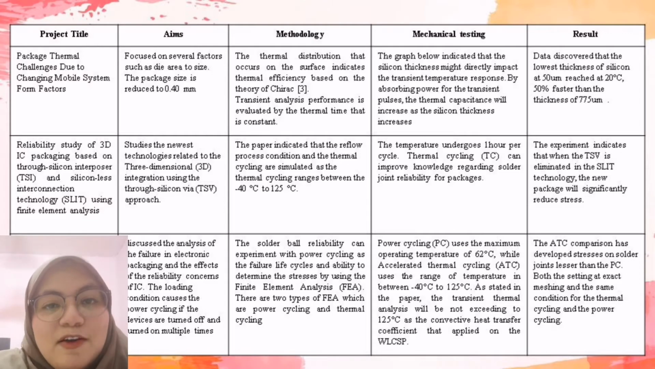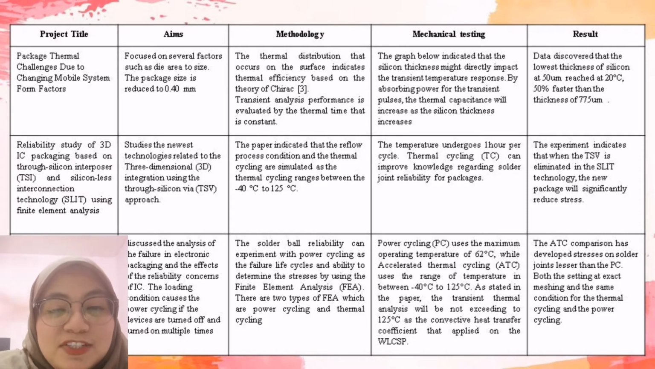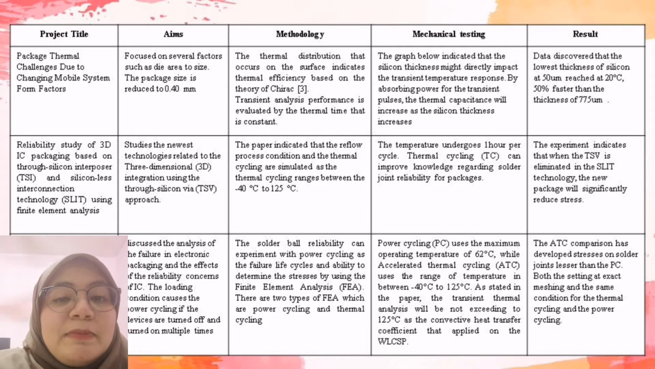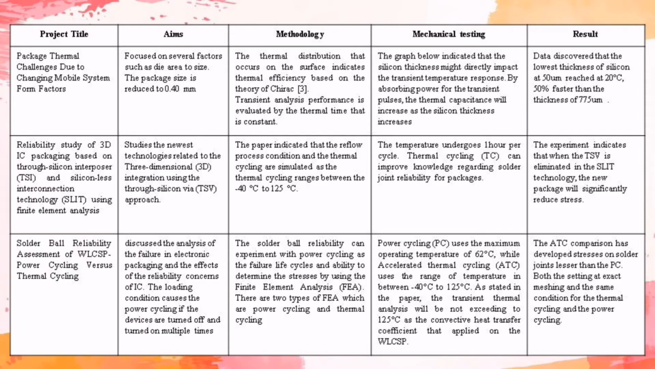All the related projects consist of thermal analysis. The first project is related to thermal distribution. The thickness of the silicon affects the temperature rise of 20 degrees Celsius, which is 50% faster than with a thicker layer. Next is the reliability study for 3D IC packaging based on the silicon interposer.